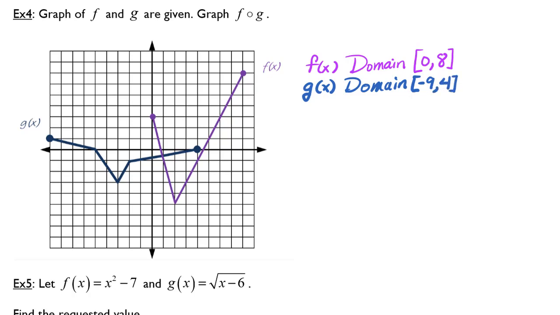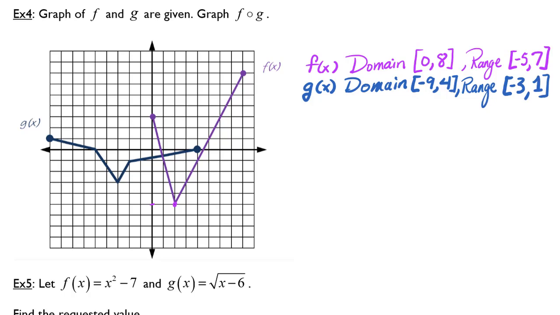Now let's look at our range values. The range for f of x is from -5 to 7. And the range for g of x is from -3 to 1.